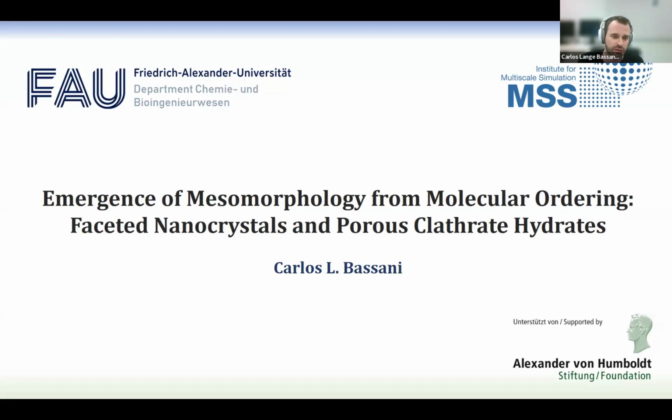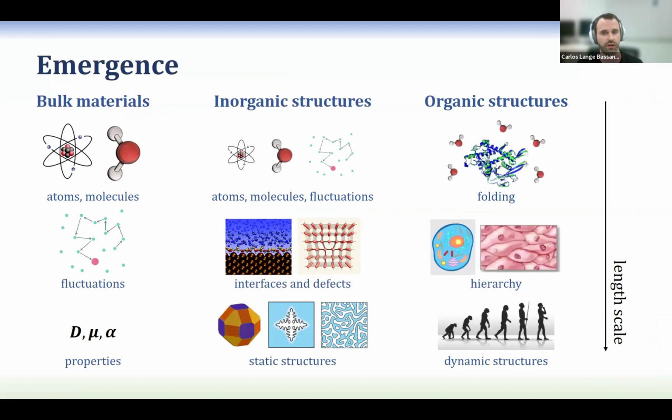And today I want to talk about this topic that I've been looking at since I arrived here in Germany for the past 2 years. I'm doing now a postdoctoral research fellowship here. And it's about the emergence of mesomorphology from molecular ordering. I will be talking about two systems, faceted nanocrystals and porous clathrate hydrates, but I believe they are similar in certain ways, right?